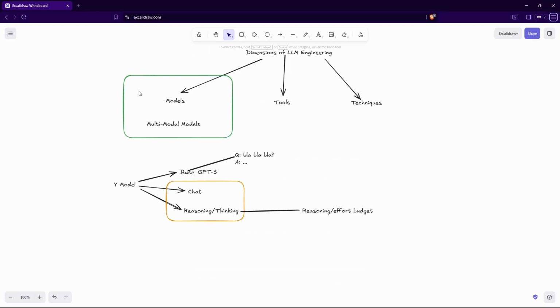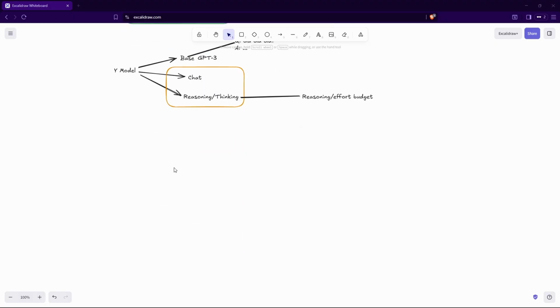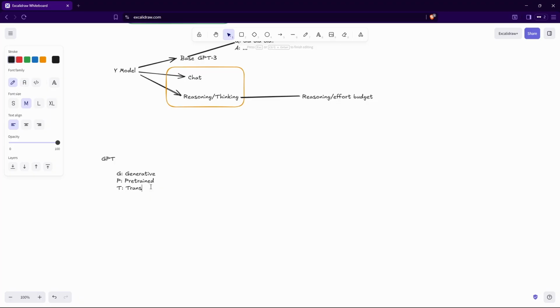So then we went to day 4. Day 4 was also interesting as far as theory goes. We first tried to understand what GPT stands for. G stands for generative, P stands for pre-trained, and T is transformer.